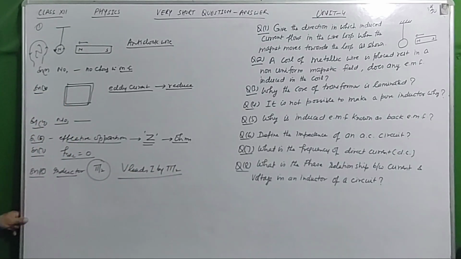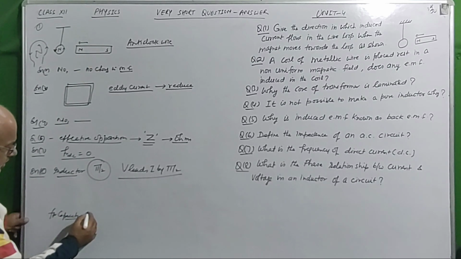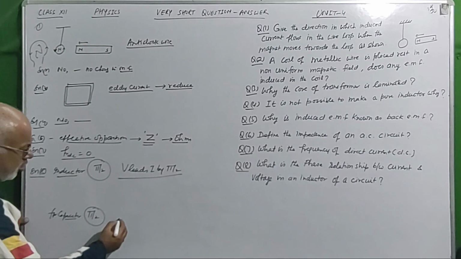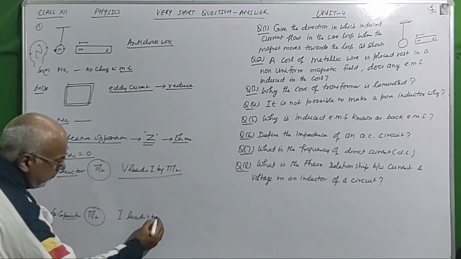The same question, if it is a capacitor: for a capacitor, the same phase difference is pi by 2, but here I leads V by pi by 2.